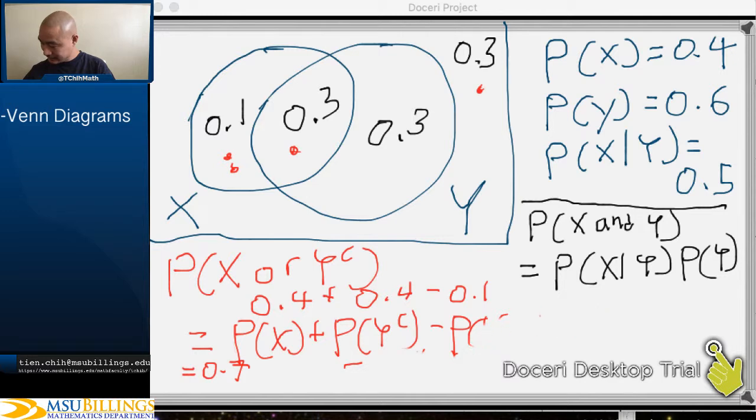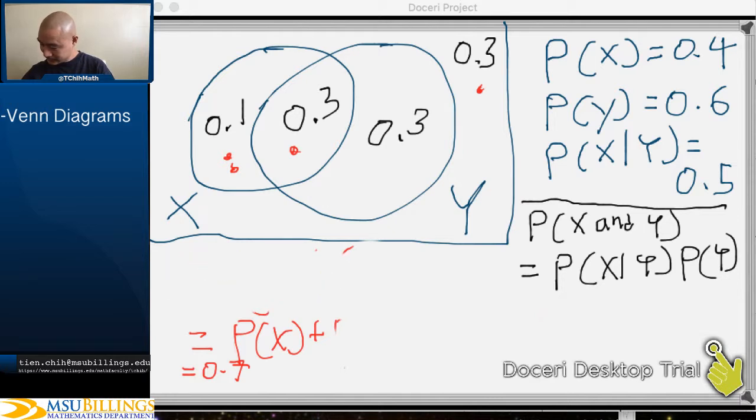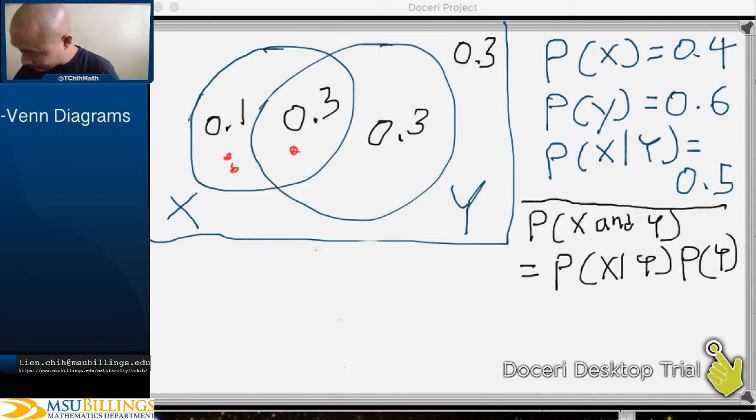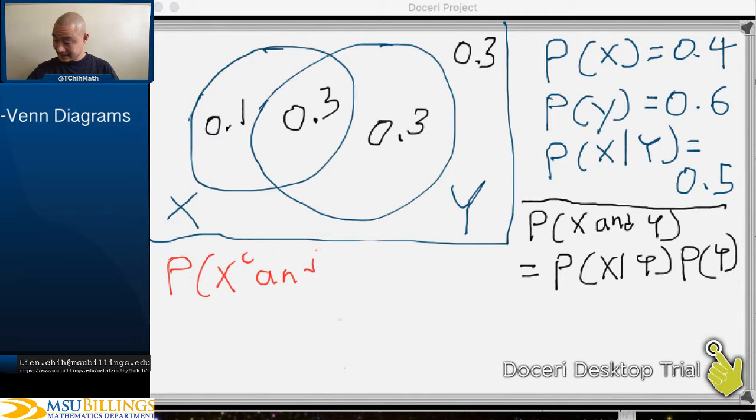All right, let's do another example. Let's erase all of this, erase these dots, and now go ahead and write a new problem. Let's say P of X complement and Y.